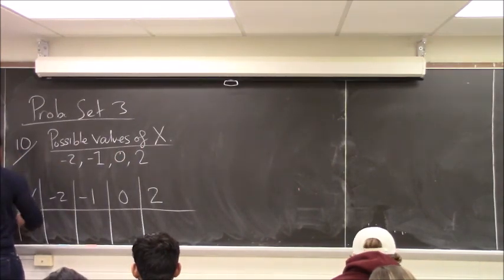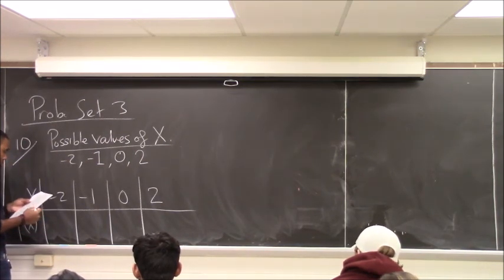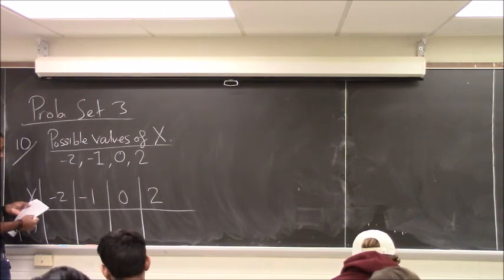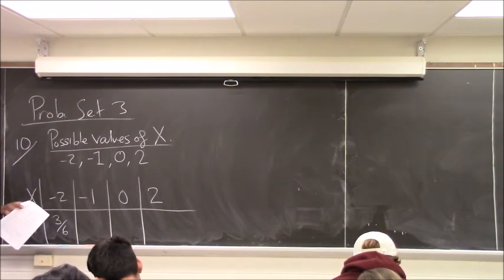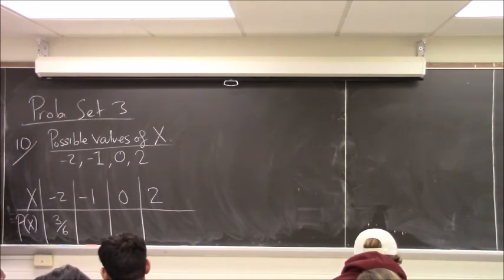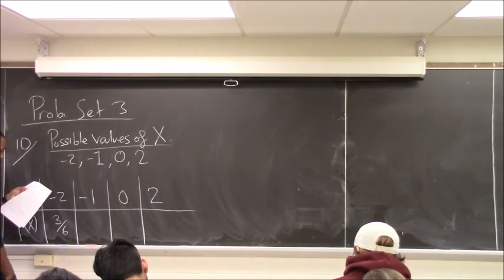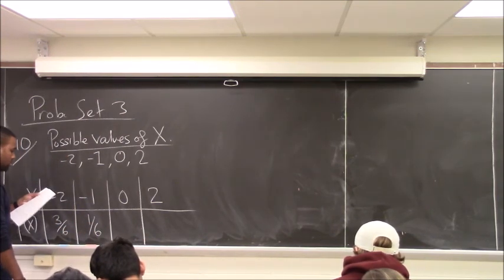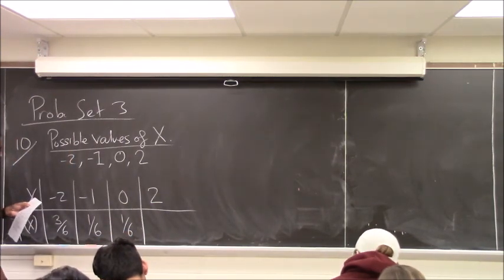And what is the probability of each of these? The probability of losing $2 is 1/2, because it says if it lands on 1, 2, or 5, that's 3 options out of the 6. So there are 3 out of 6 ways to get a 1, a 2, or a 5. So 1/2 is the probability that you'll end up in that situation. Losing $1 is just 1/6, because it's landing on 3, which is 1 out of the 6 options. 0 would also be 1/6, and 2 would also be 1/6.